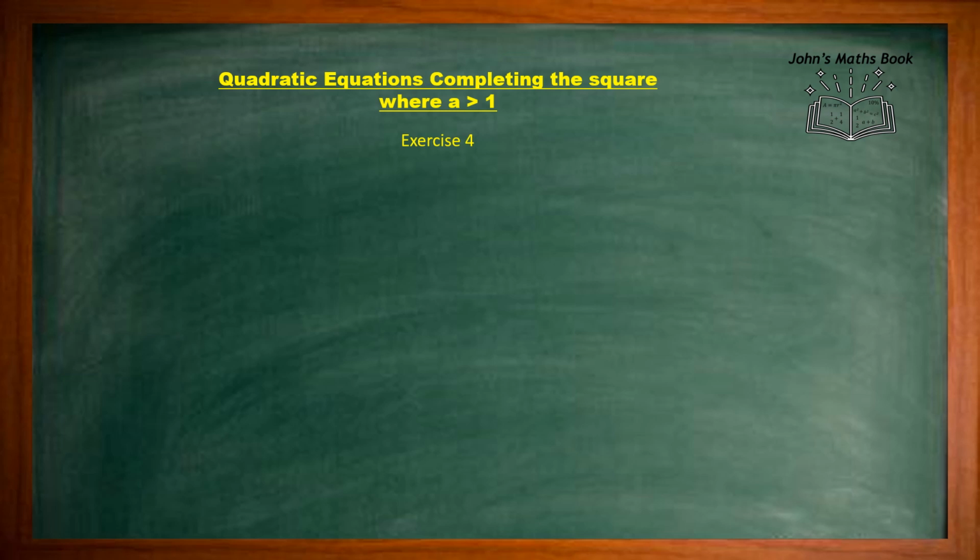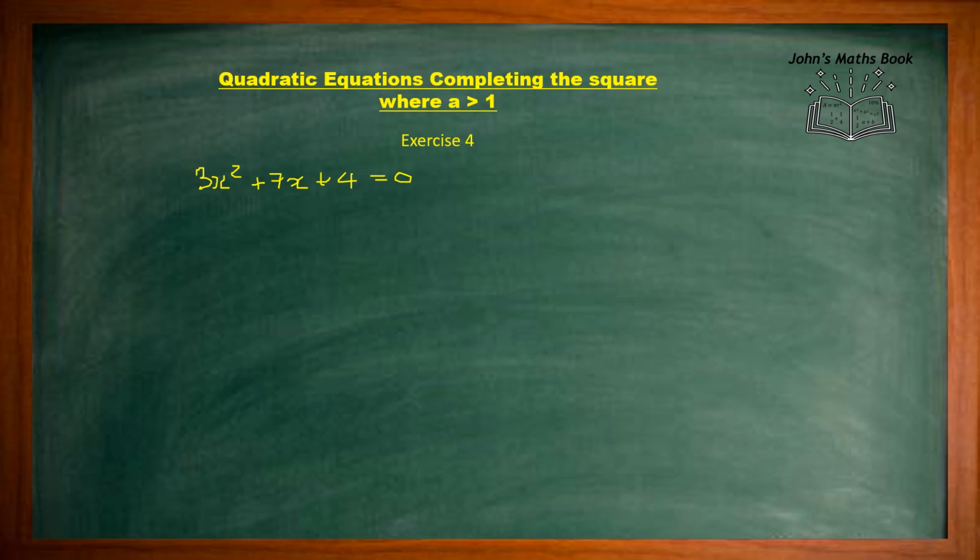So for exercise 4, let's solve the quadratic 3x squared plus 7x plus 4 equals 0. So pause the video now and see if you can work out the answer. So hopefully you got the answer. So let's work through it.